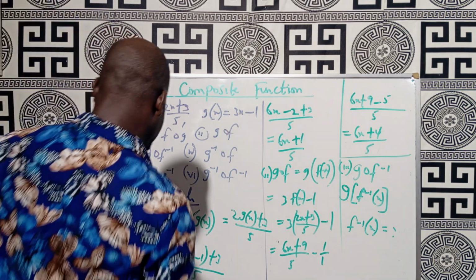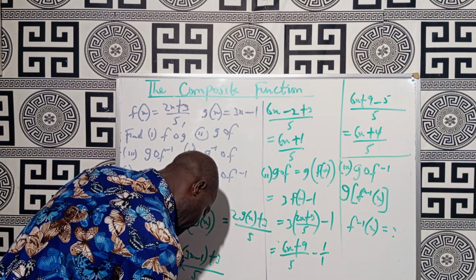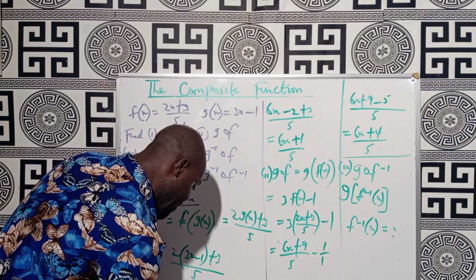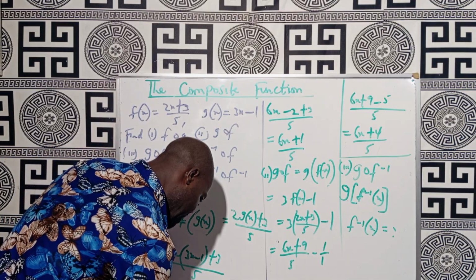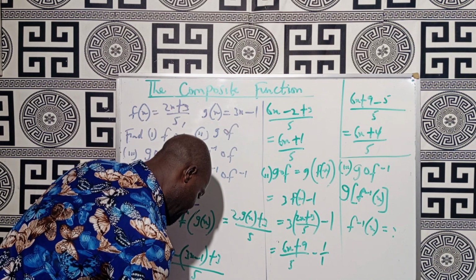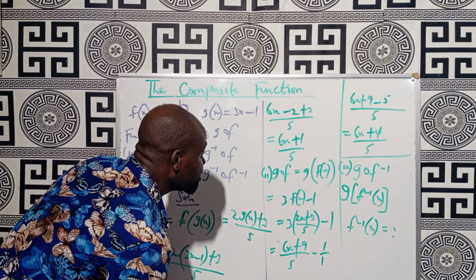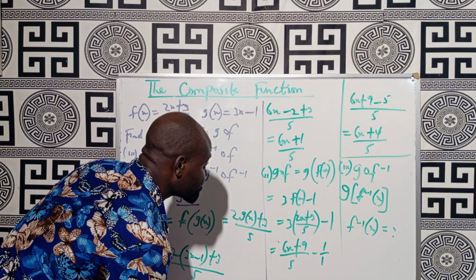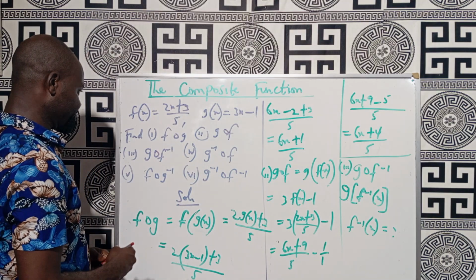Okay. So let me write the answer down for f of g. My f of g is what? f of g is 6x plus 1 all over 5. Then my g of f is what? It is 6x plus 4 all over 5. So let me clean the question now.